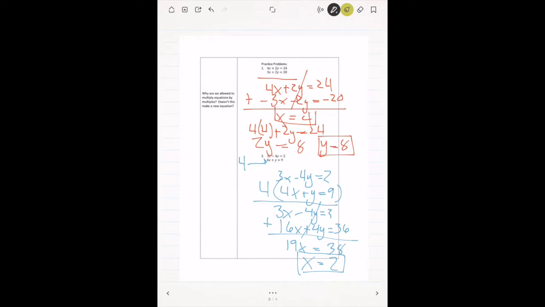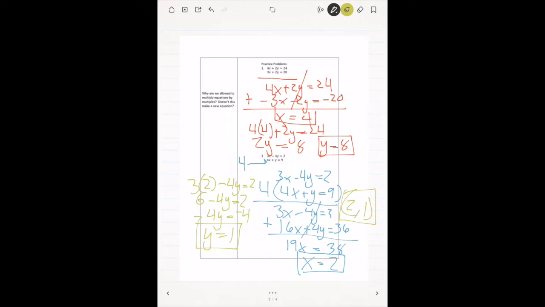Now, if I want to solve this for y, I'll change colors here. Let's go with green, and let's plug it into one of the original equations. In this case, they both look about the same difficulty, so I'll just plug it into the first equation. 3x, well, x is 2, so 3 times 2 minus 4y equals 2. So 6 minus 4y equals 2. Negative 4y equals negative 4, so y equals 1. This is going to be my solution, 2 and 1. That's the ordered pair for these two values.